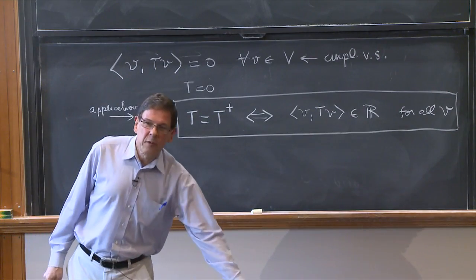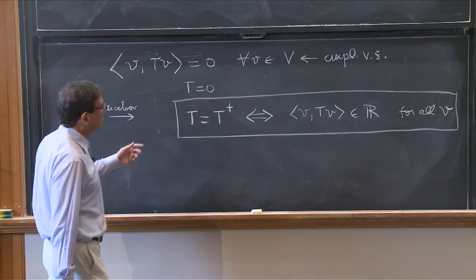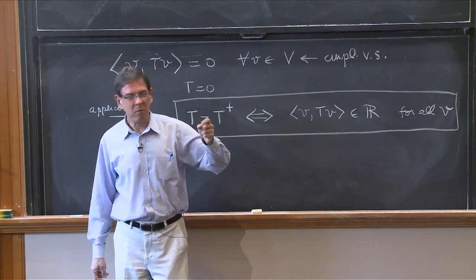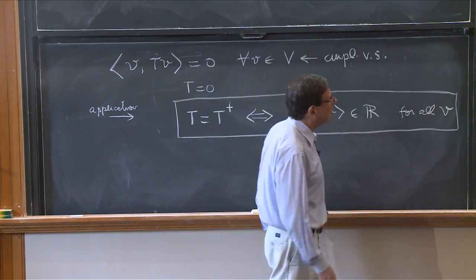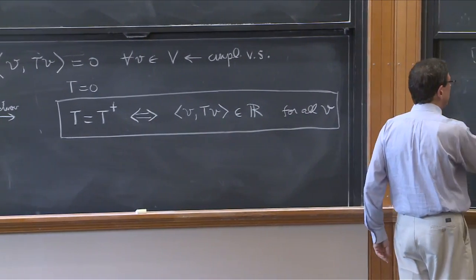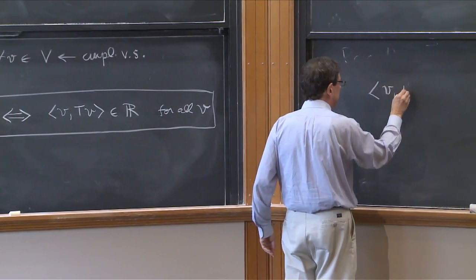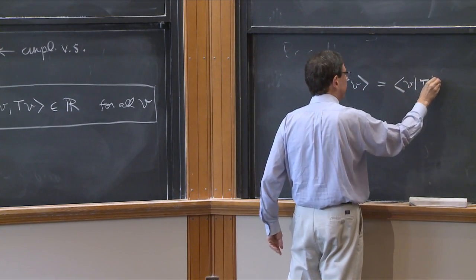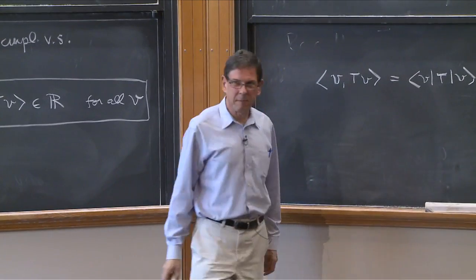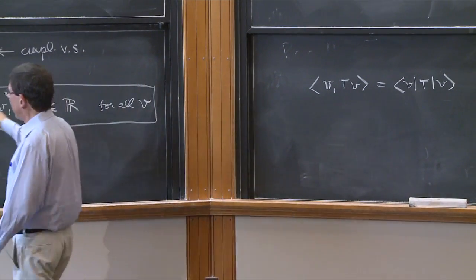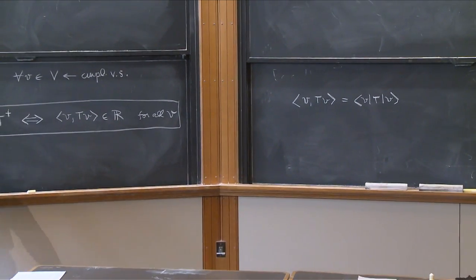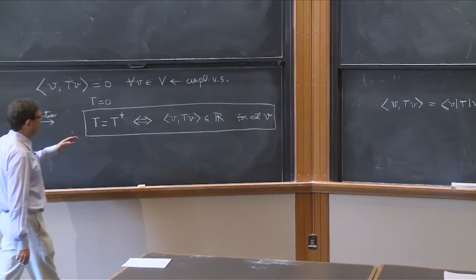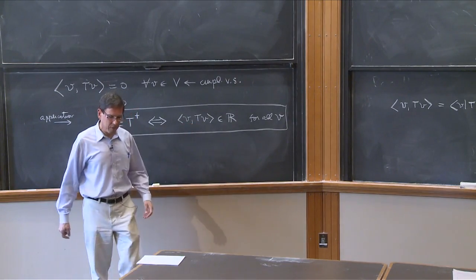In other words, physically, Hermitian operators have real expectation values. This is an expectation value because, as you remember in the bracket notation, (V, TV) you could write as <V|T|V>. It's the same thing. So it is an important thing because we usually deal with Hermitian operators and we want expectation values of Hermitian operators to be real.